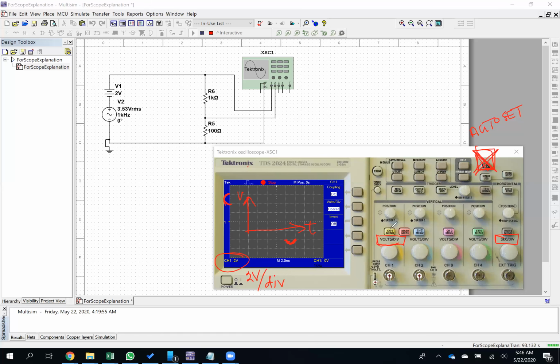If I grab the volts per division knob and I turn, I can change that. So now it's set to 10 volts per division, okay? So I would change this to 10 volts per division. So I can change that setting, and notice that the time scale is set to 2.5 nanoseconds per division.